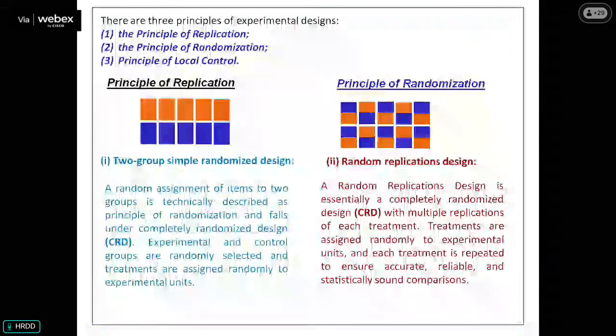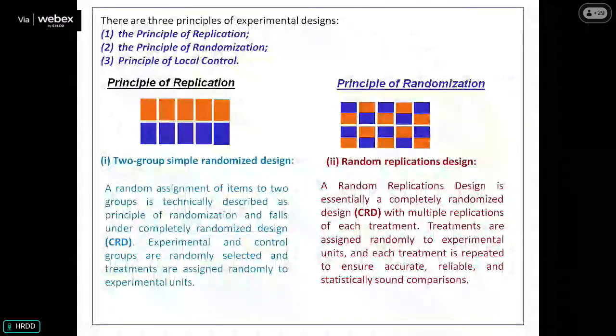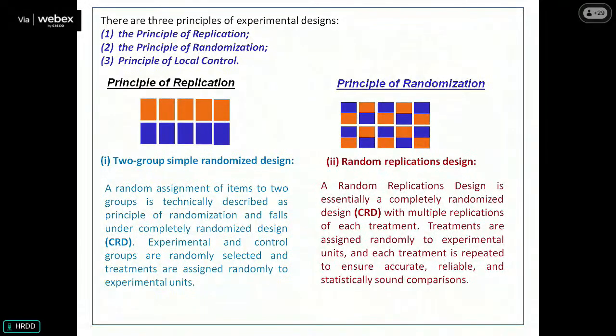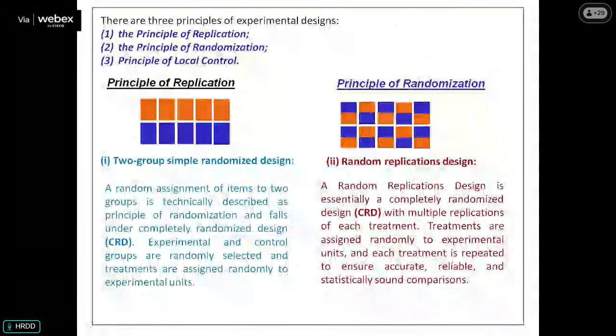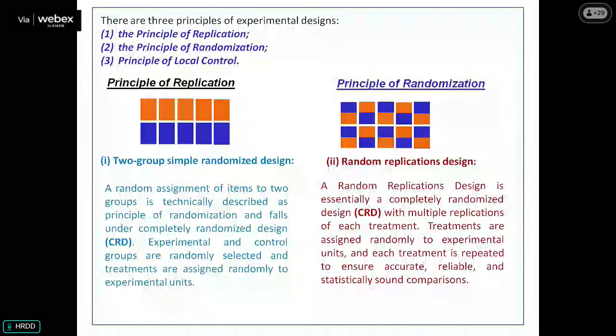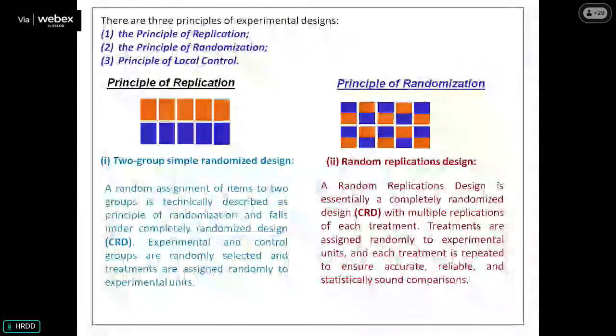So there are two types, a two-group simple randomized design and a random replication design. We studied these in detail. A random assignment of the items to two groups is technically defined as the principle of randomization. Experimental and control areas, both are there, okay, and are randomly selected. There is no bias in selection. Randomly you select the plots. If you have 12 plots, you randomly select any plot. One is subjected to fertilizer and the other to no fertilizer. Okay. And then you measure the effect of fertilizer. So experimental and control groups are randomly selected, and treatments are assigned randomly to experimental units.